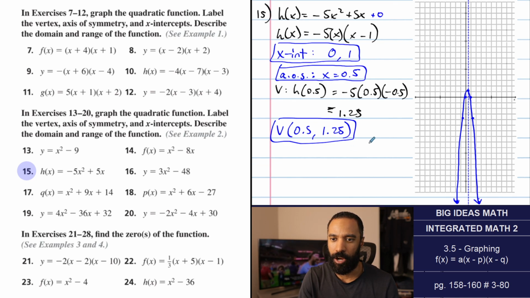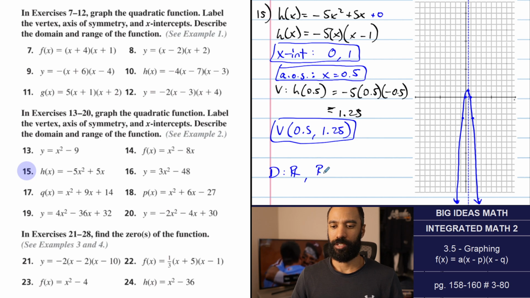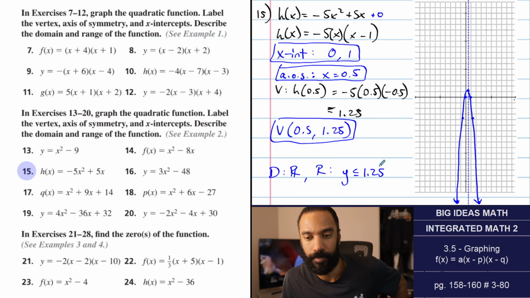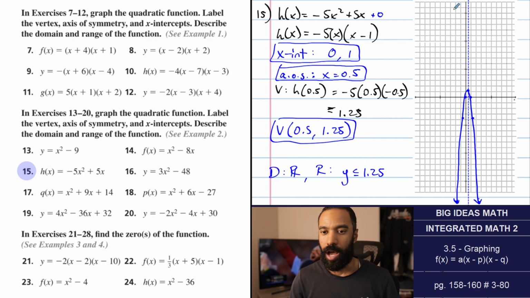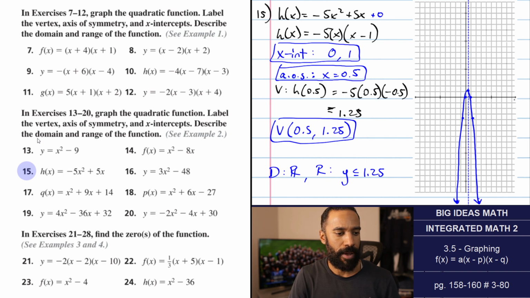Domain, all real numbers. Range, y is less than or equal to 1.25.